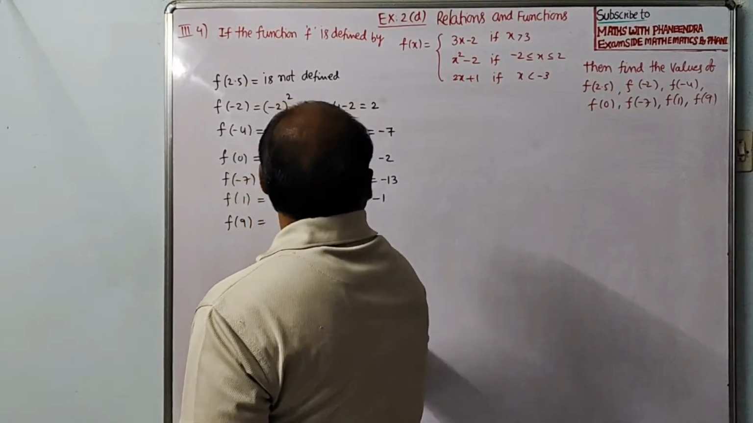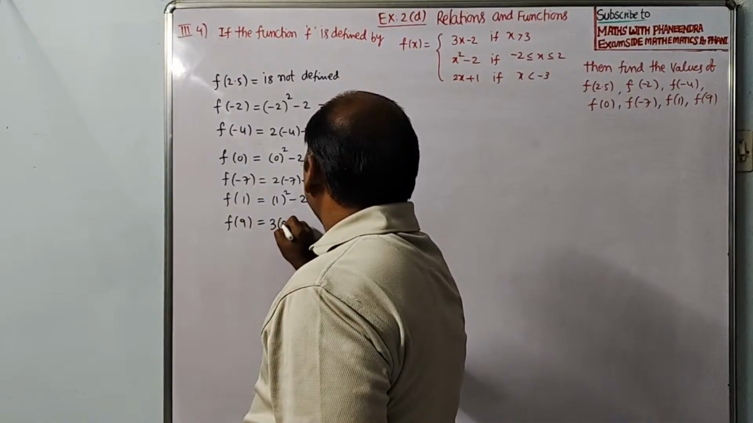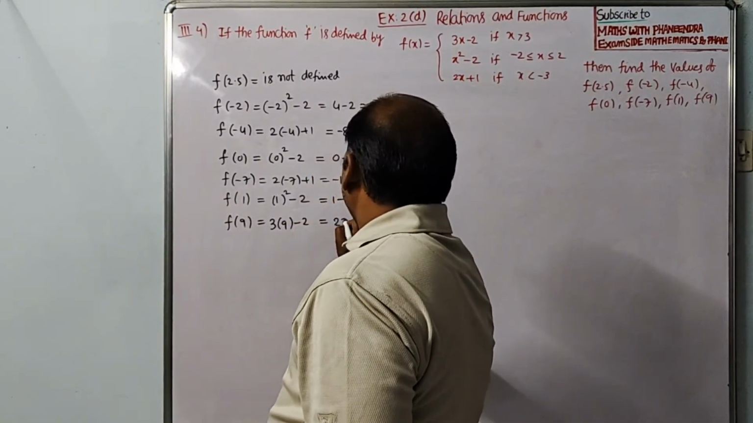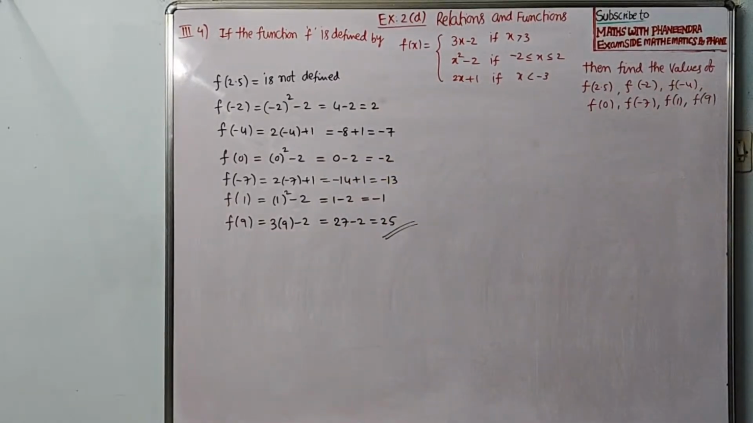F of 9. X is greater than 3, 9. So 3 into 9 minus 2, 27 minus 2, 25. So this is the way we can calculate, students. Okay.